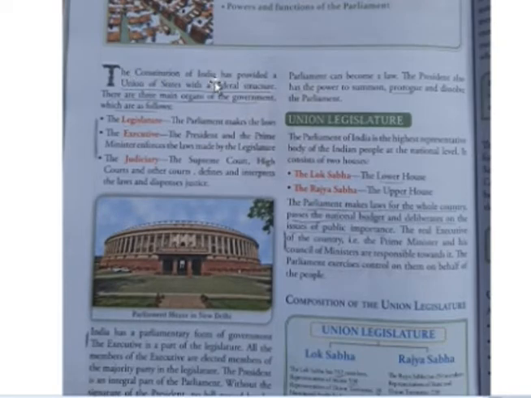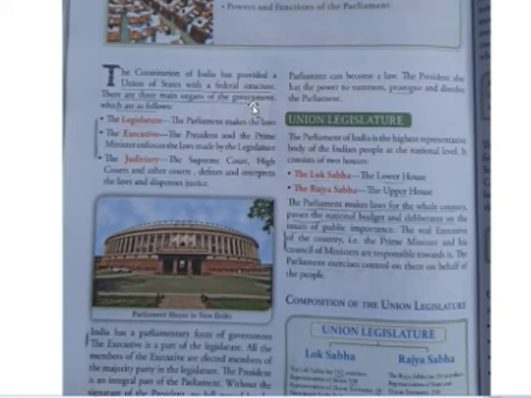The Constitution of India has provided a union of states with a federal structure. India is a union of states, okay, because there are various states, at present 29 states in India, and with a federal structure. What is federal structure? Federal structure means power is divided on various levels like central level, state level. Okay, so this is known as a federal structure.